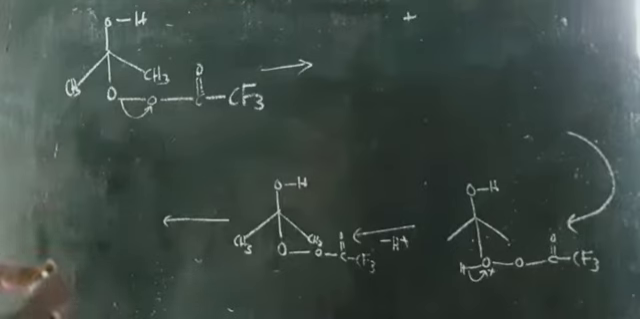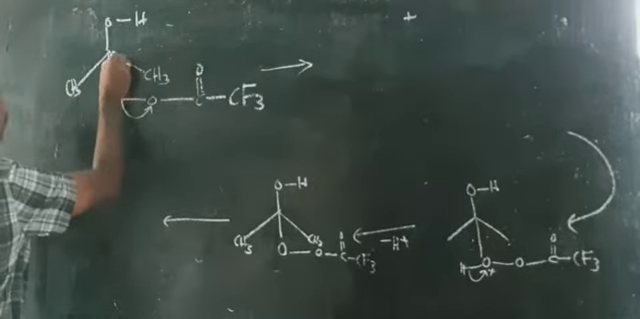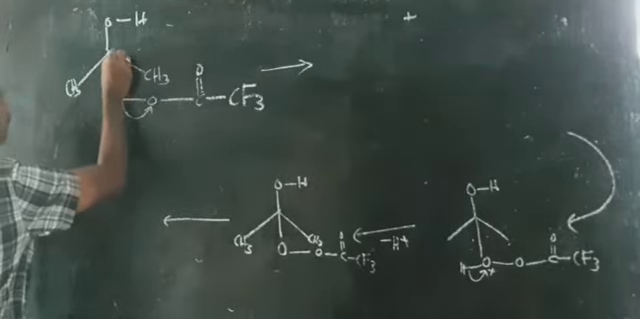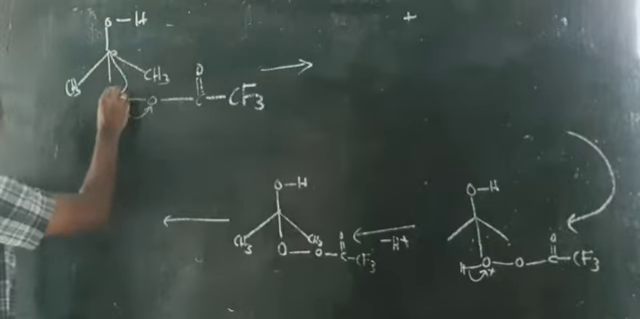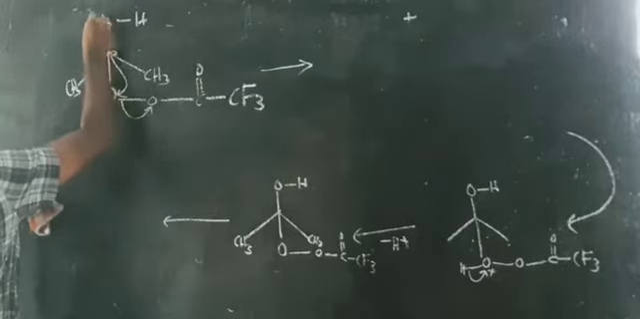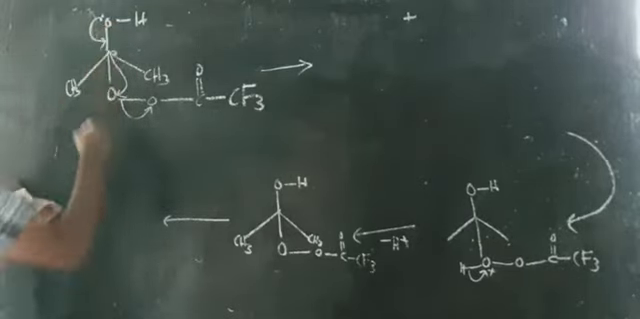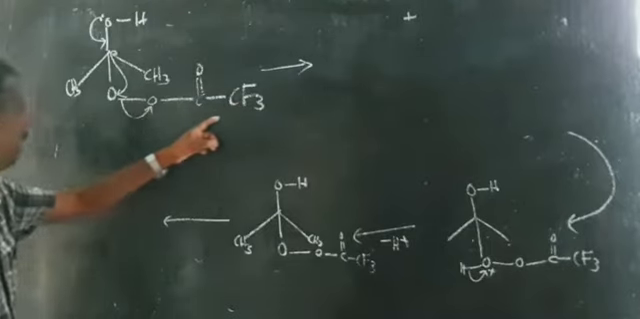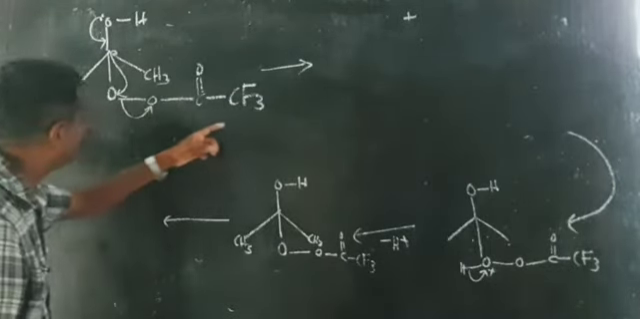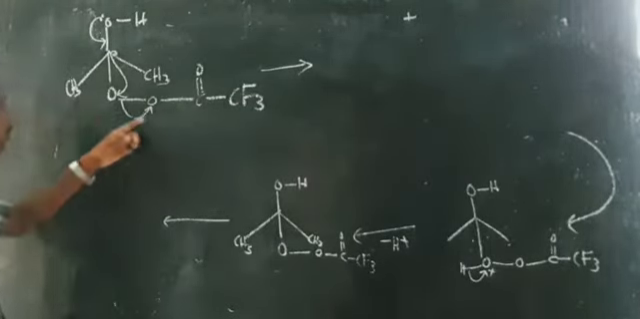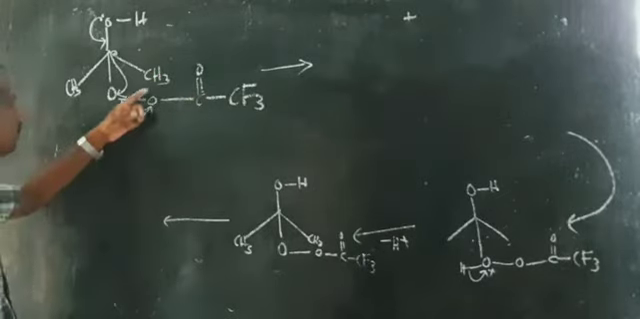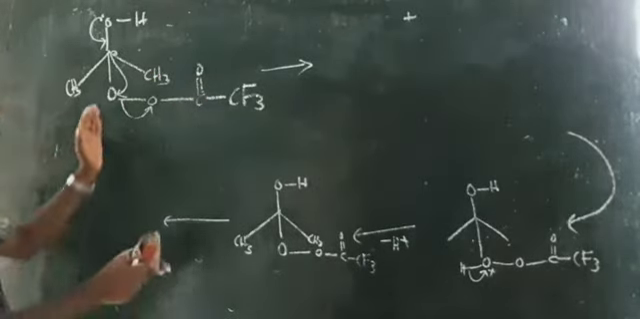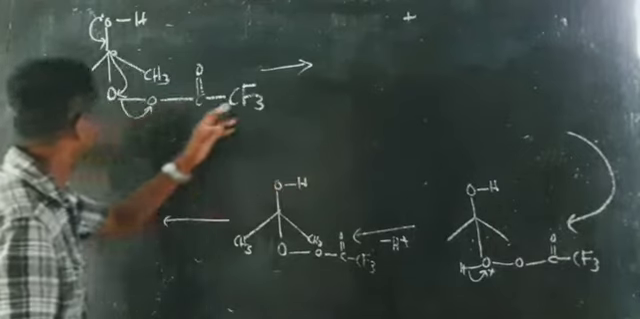When this oxygen atom is getting a positive charge, this alkyl group breaks from here and is migrating to oxygen. At that time this pair of electrons will be shifted to here. This is a conceptual mechanism. This is the important rearrangement occurring here. This is a better leaving group: the carboxylate ion CF3COO minus is removed. Then what will happen?